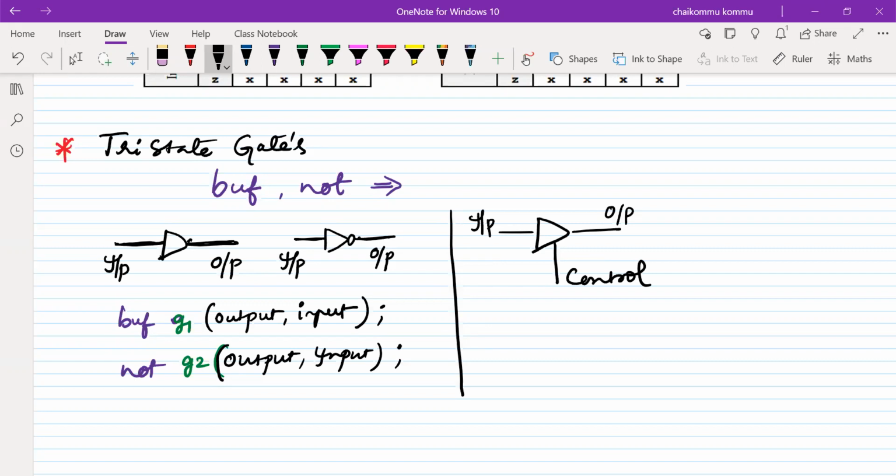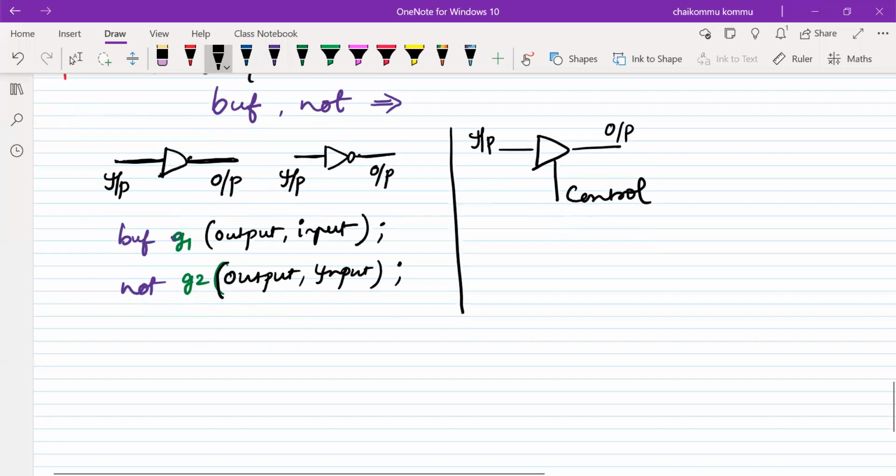The output will be either logic 0, logic 1, or the high impedance state. These are the two things that will be there: a known value or the high impedance state. Let us discuss more details on this. Let us write a control signal here, something like this. For example, if the control is equal to 0, which means that the control signal is off.